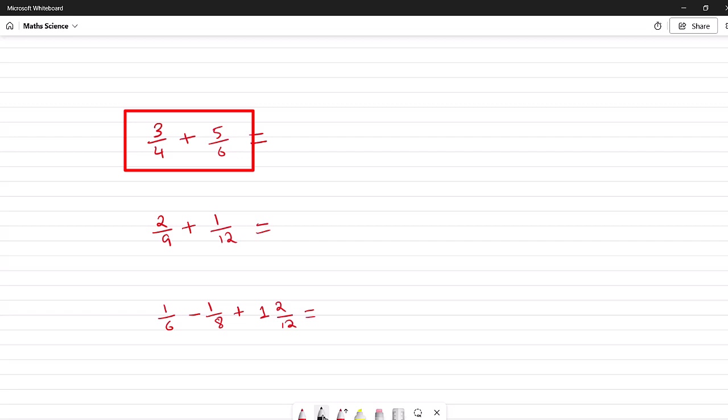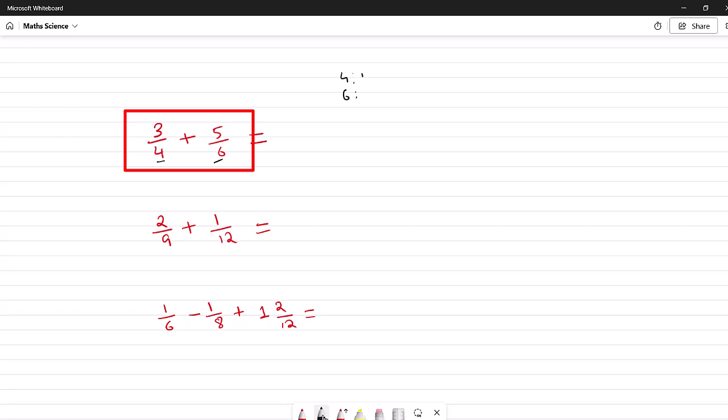LCD stands for least common denominator, and LCM stands for least common multiple. Since we are doing it for the denominators, which are the numbers 4 and 6, we call it LCD. So we're going to look at our denominators, 4 and 6, and list the first few multiples of each.